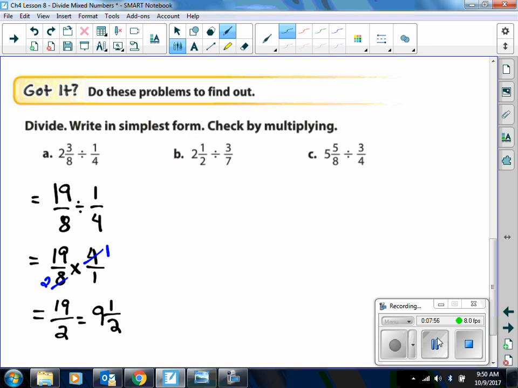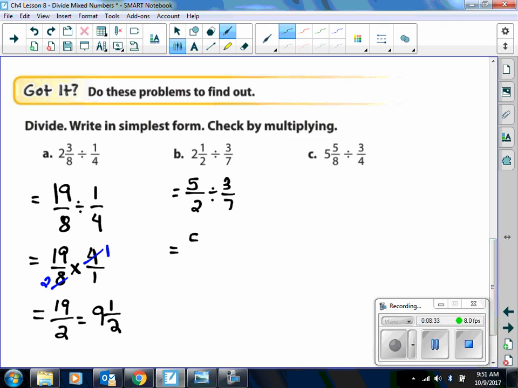Got it? All right. So let's take a look at example B. We'll do this one together, and I'll let you guys do C on your own. So here, we've got 2 1/2. The 2 1/2 becomes 5 halves, right? 2 times 2 is 4, plus 1 is 5, so that's 5 halves. And we're going to divide that by 3/7. Okay? Right now, I don't want you guys skipping any steps, okay? So now we can keep, change, flip, multiplying by the reciprocal.